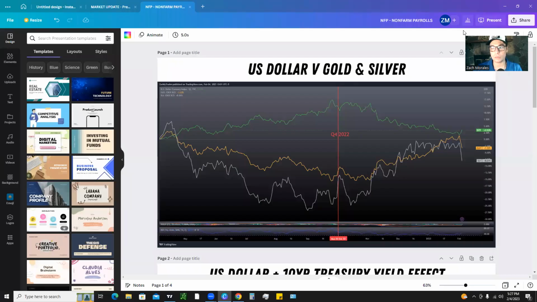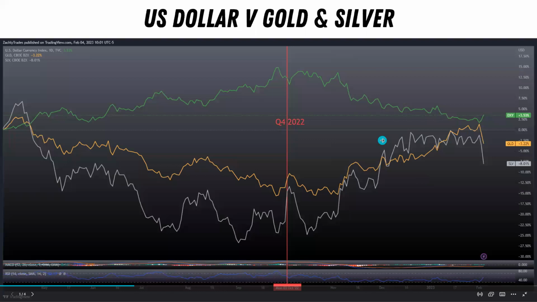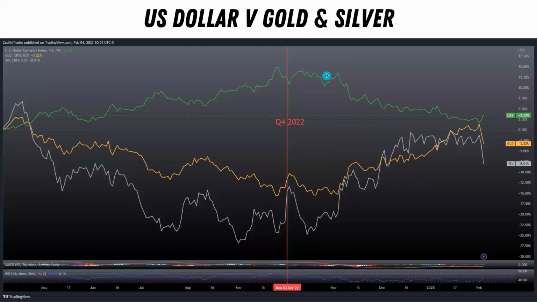We'll jump straight into it with a nice slide presentation beginning us off. Okay, so we're going to come here and we'll get this presentation going. And what we're going to start off looking at is the US dollar versus gold and silver. So Dixie, the US dollar, is going to be here in green. We have gold and silver. And remember, we're tracking the ETFs, GLD and SLV.